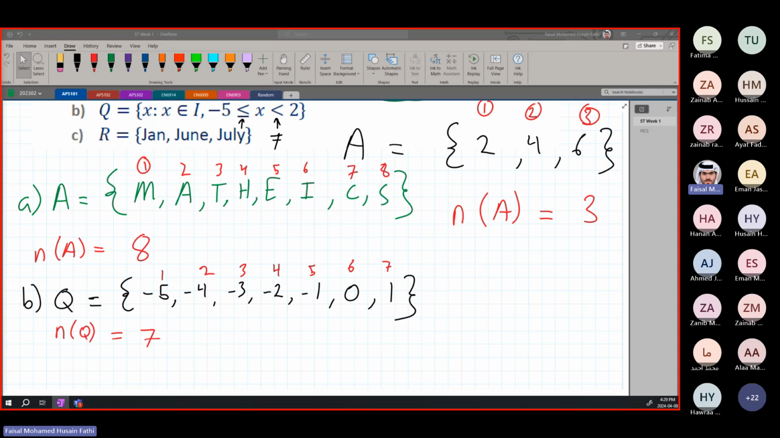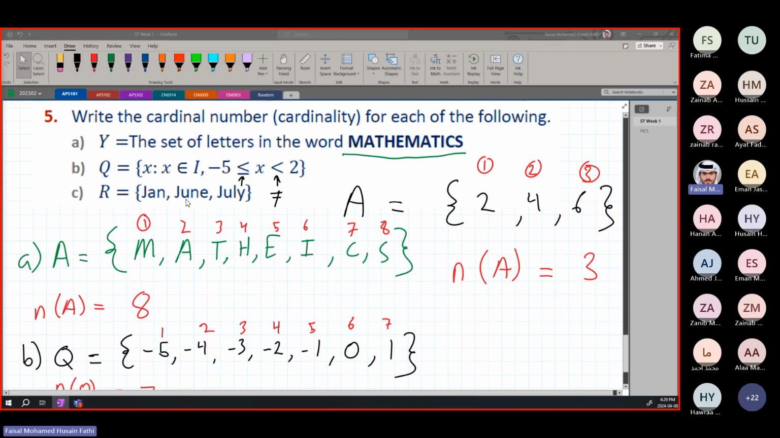All right. So n(Q). Like I said, we just counted them from 1 to 7, and this is going to be the cardinal number. Again, let me repeat this. You guys need to understand this very well. Just give me a second. Let me copy paste this.